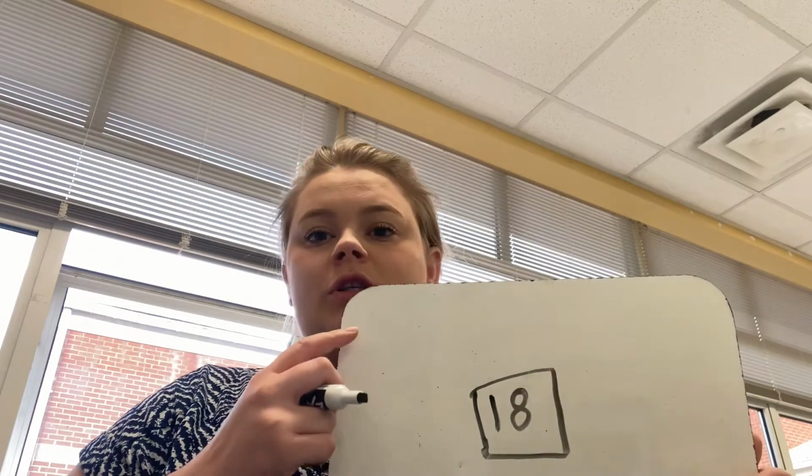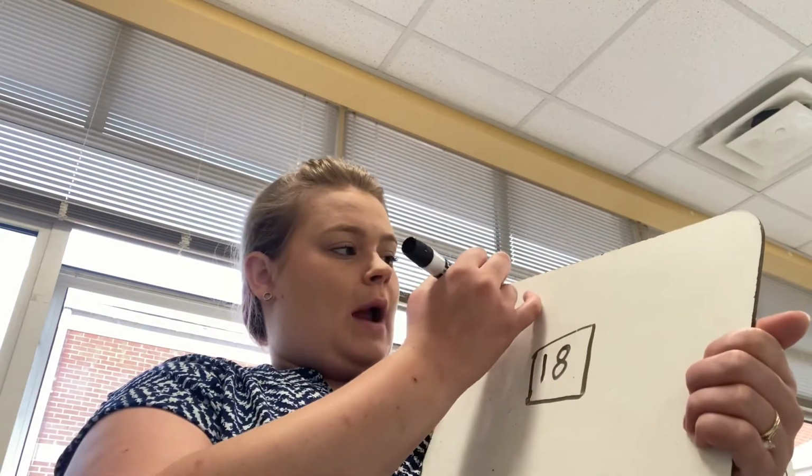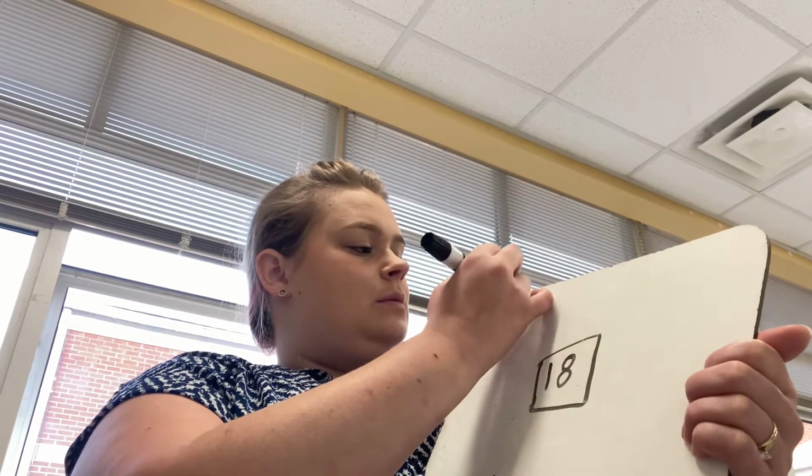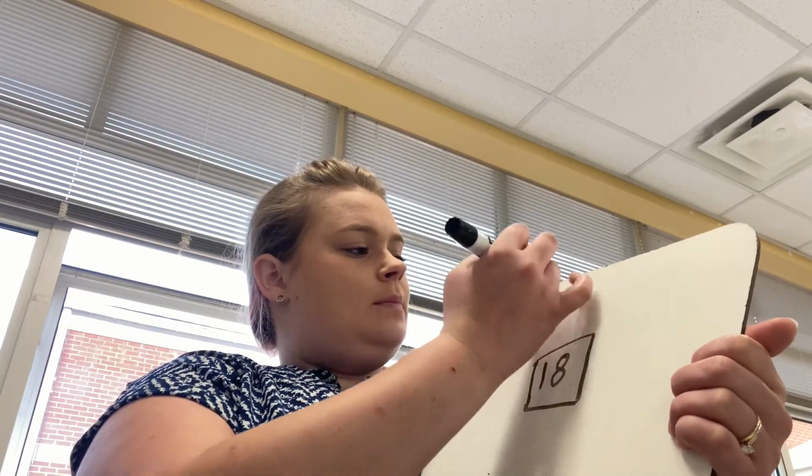First, it wants you to show the tens and the ones. So in 18, we know that there's 1 10 and 8 ones. So I would write 1 for the tens and 8 for the ones.